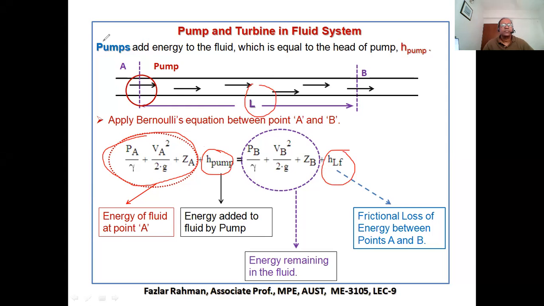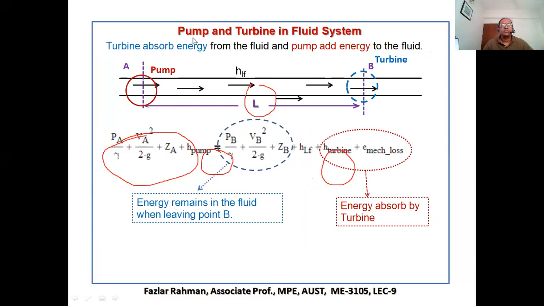Similarly, in the next slide, I just put the turbine and the pump. Okay, it's showing this is the energy remaining when the fluid leaves point B. And the turbine absorbs this much energy, but it is not able to take all the energy from the fluid. So there is some loss.